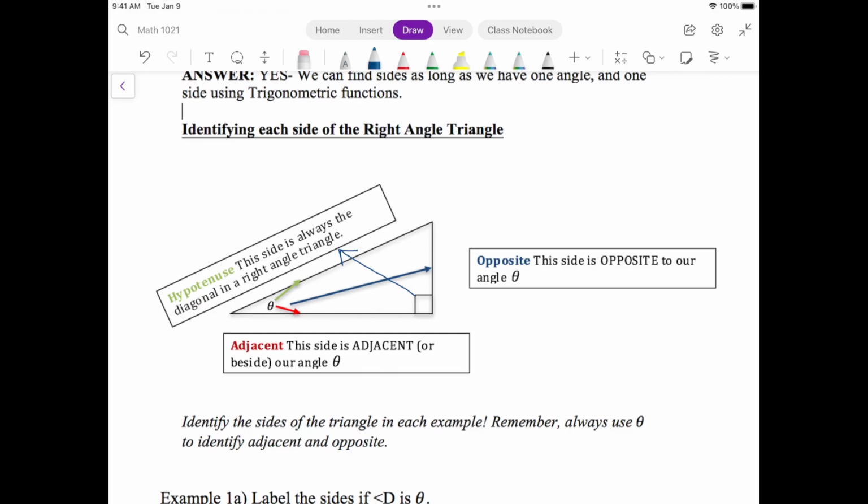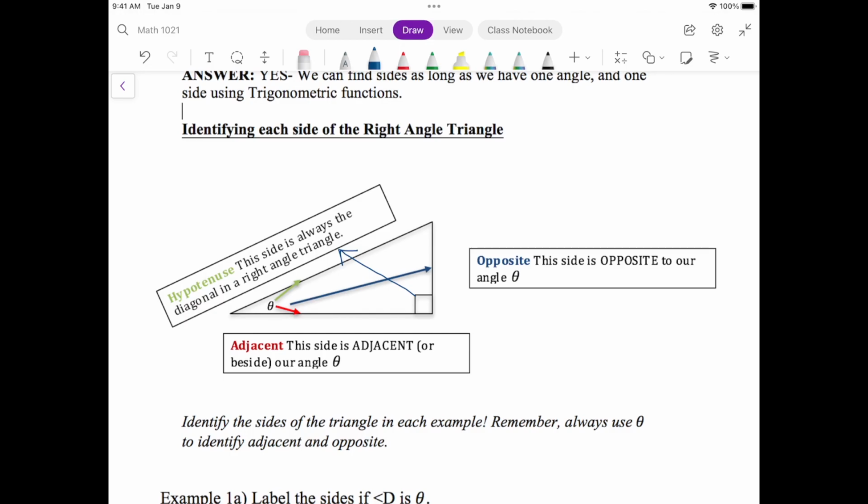The opposite side is always opposite of our angle that we are given or trying to find. So opposite our theta symbol. And the adjacent side is beside it, or sort of just the last side. So I usually start with the hypotenuse. I look for the side across from the right angle. Then I look for the side across from the angle that I've been given or trying to find, and that is the opposite. And then the last side is our adjacent.